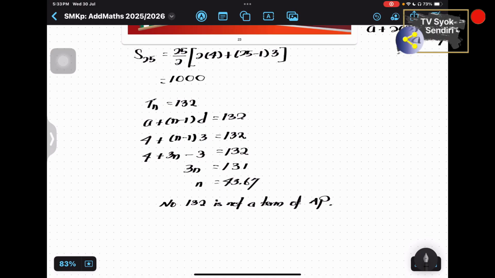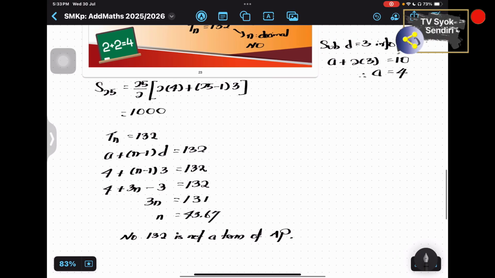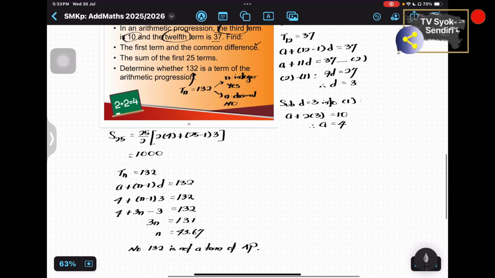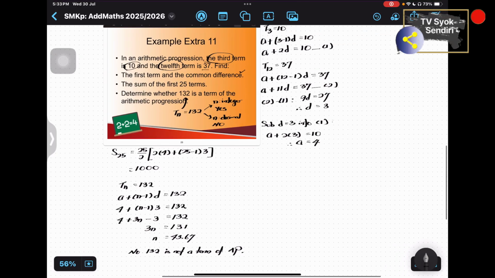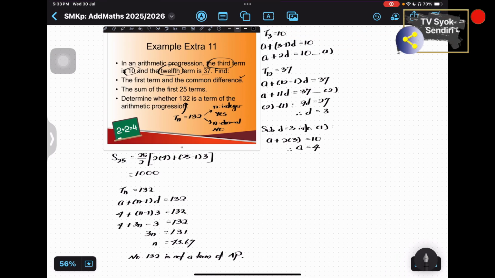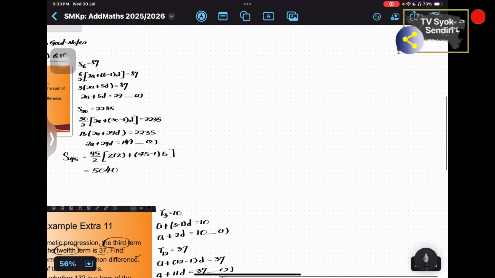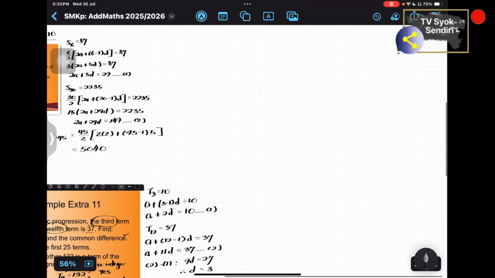Remember to write in full, yeah? So this one is the answer for the arithmetic progression. Yep. So this is how we're going to solve your question number 11. Allow me to zoom out a little bit, so you can see how we solve your question number 11.